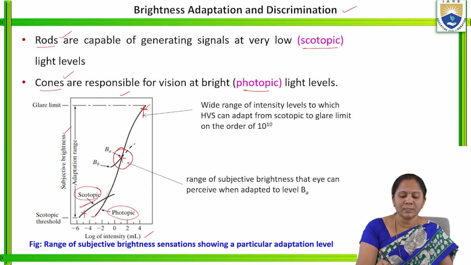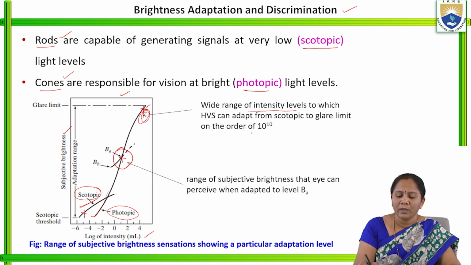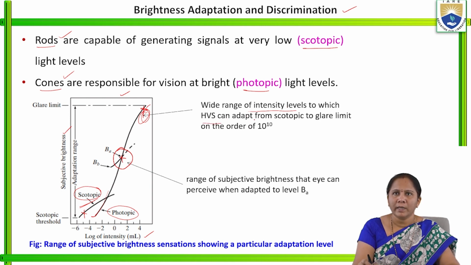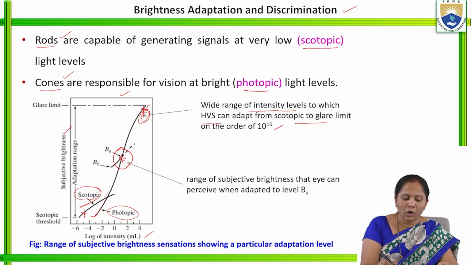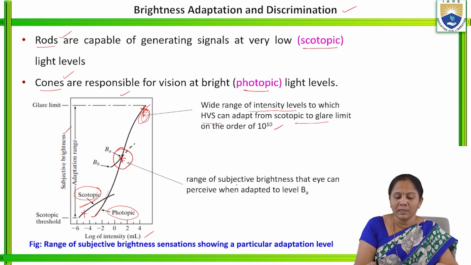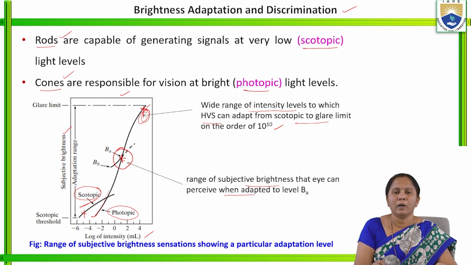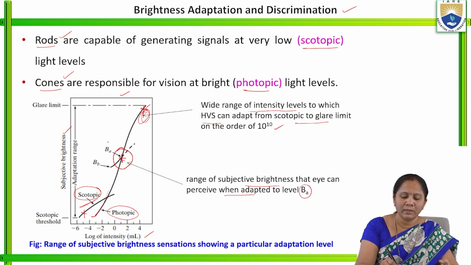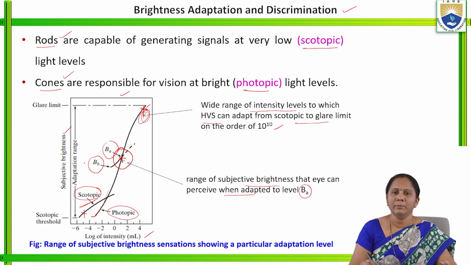So here are the two parts I have discussed now. This point represents a wide range of intensity levels to which the human visual system can adapt, from scotopic threshold to glare limit, on the order of 10 power 10. Whereas the common part we have considered, where the thing needs to be managed, represents the range of subjective brightness that the eye can perceive when adapted to some level. So here the level may be either Ba or Bb, one level.